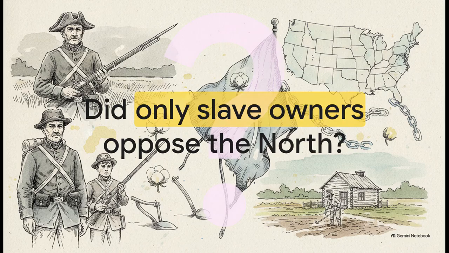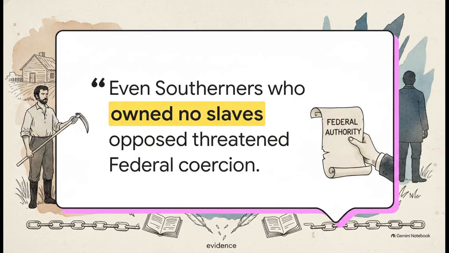So consider the super common assumption. Did only those who owned slaves support the Southern cause and oppose the North? Take a deliberate beat here. Really think about what the evidence from our text might say about this. Well, let's look at the exact text from the Library of Congress overview. It states perfectly clearly, even Southerners who owned no slaves opposed threatened federal coercion.